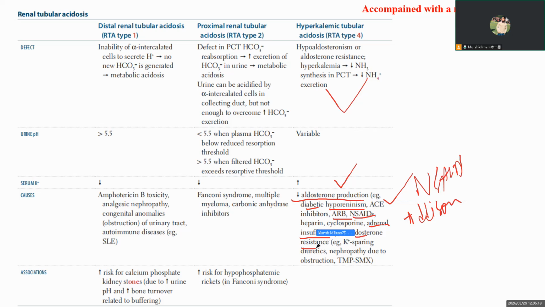And whenever we have aldosterone resistance, this can be caused by potassium-sparing diuretics like spironolactone, eplerenone, or amiloride, or other drugs also. It can also be seen with certain nephropathies, for example in sickle cell disease.